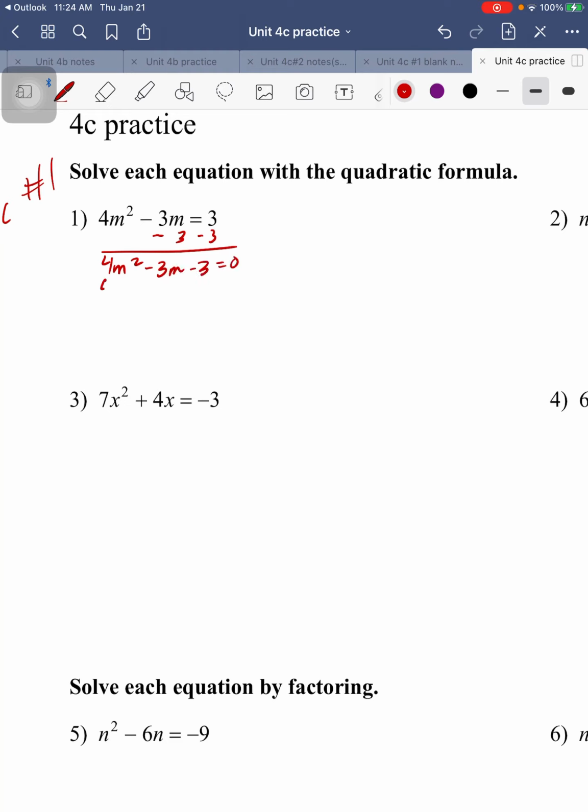Minus 3 equals 0, so a is 4, b is negative 3, and c is negative 3. So also I can't confuse that. So we have x equals the opposite of b, which is 3, plus or minus the square root of b squared minus 4 times a times c.